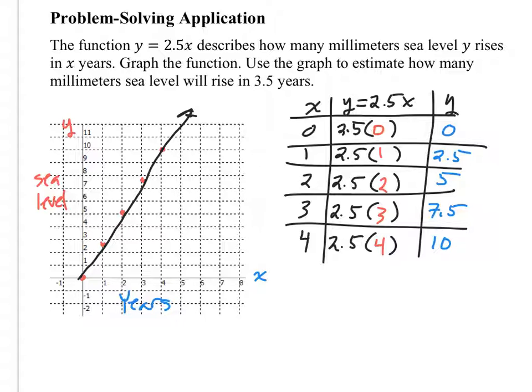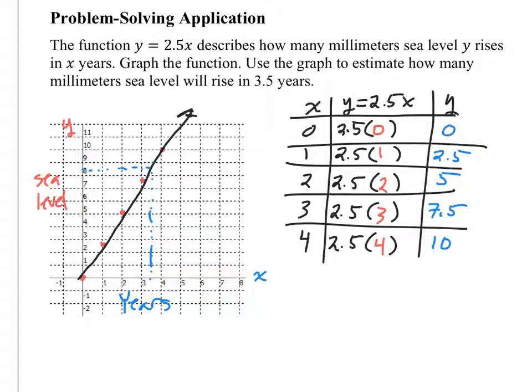And so we want to know how many millimeters sea level will rise in 3.5 years. Well, years is on this axis, so we're going to go over to 3.5. And we're going to draw a little dashed line up until we hit the graph. And we're going to go over to here. And we would estimate that as probably, most of you would estimate it as 8.5 because it's somewhere in between 8 and 9.